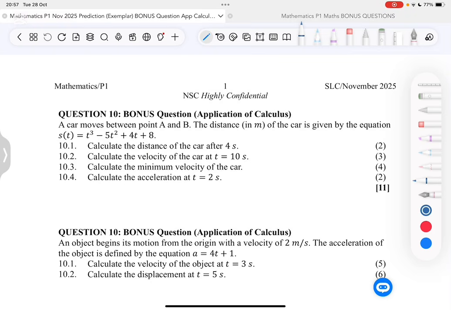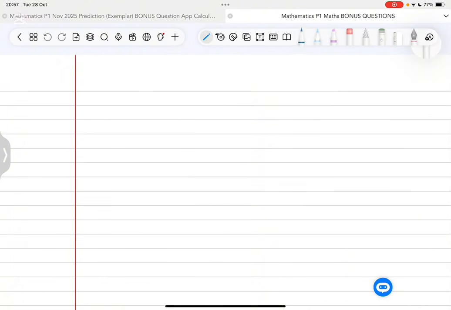Now, what I'm going to do here is a bonus question for question 10. This is another type of question that you can get in terms of the application of calculus. This type of question looks at the concept of rate of change. These types of questions are really unique and special to the topic of calculus.